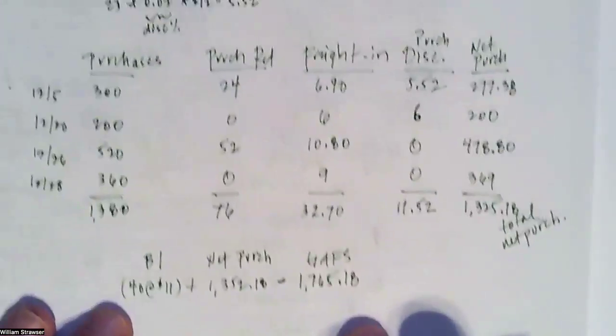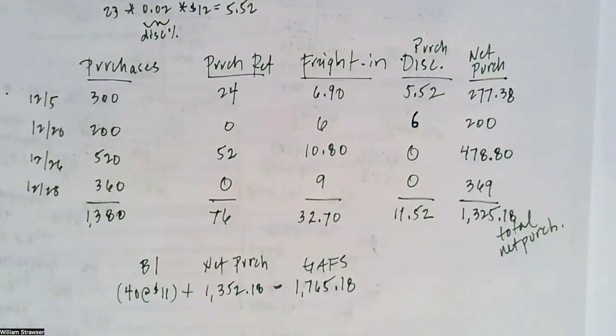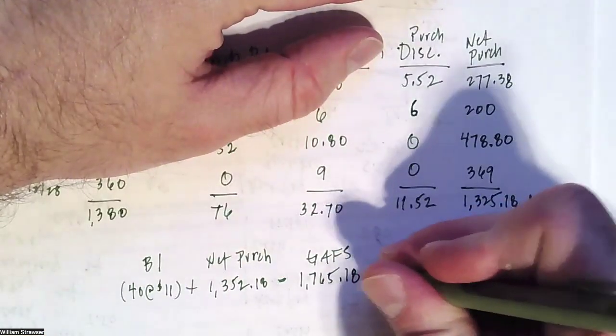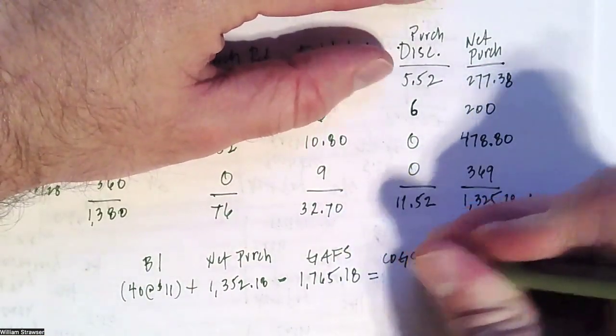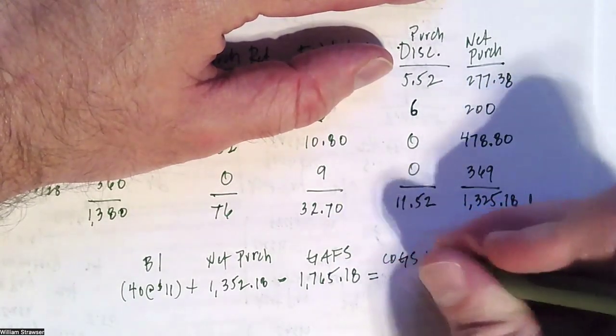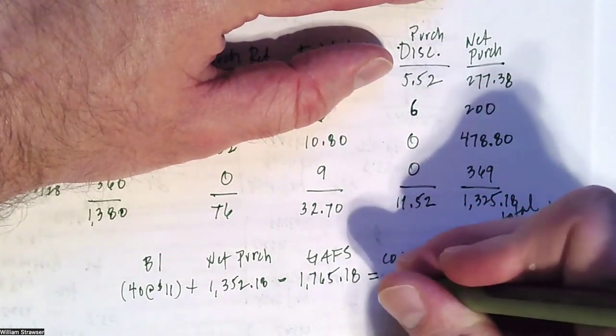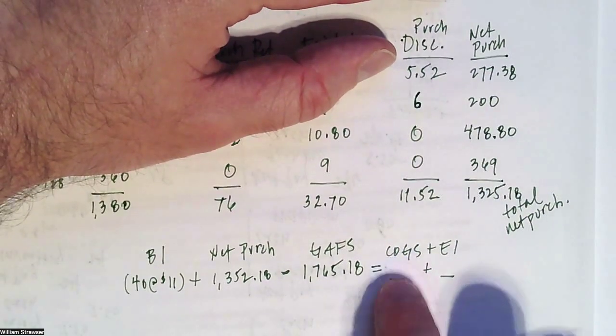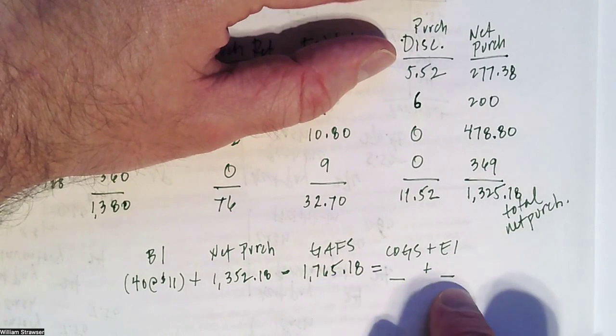Right? So that's useful, to know goods available for sale, because remember, if I have goods available for sale, I can break it into cost of goods sold and ending inventory, which means all I have to do is solve for one of these two, and then I'll know the other because if I determine COGS, subtract it from GAFS, that gives me ending inventory.